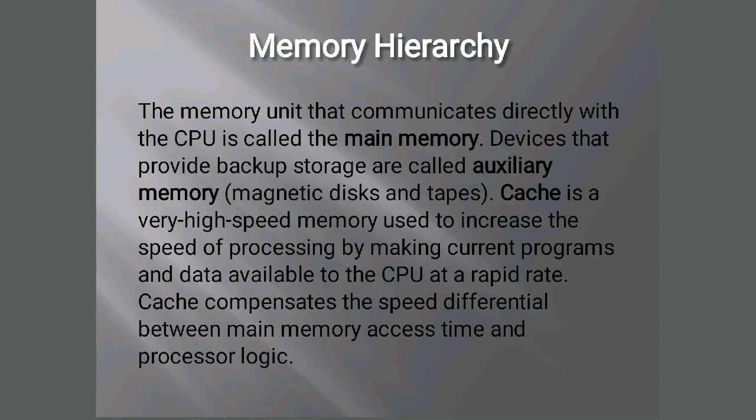Memory hierarchy. The memory unit that communicates directly with the CPU is called the main memory. Devices that provide backup storage are called auxiliary memory, such as magnetic disks and tapes. Cache is a very high-speed memory used to increase the speed of processing by making current programs and data available to the CPU at a rapid rate. Cache compensates for the speed differential between main memory access time and processor logic.